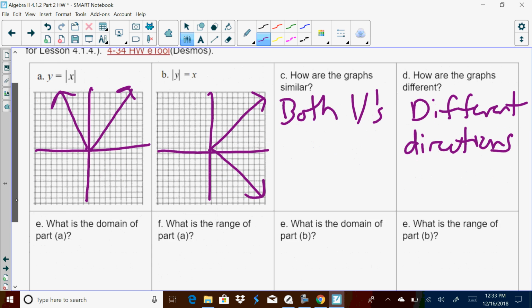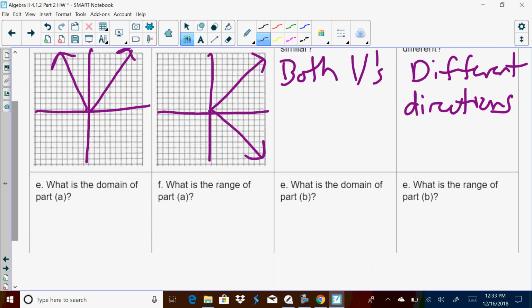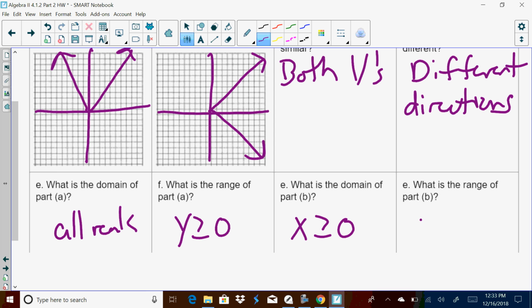What's the domain of part A? It's all reals. What's the range? It's y is greater than or equal to 0. What's the domain of part B? X is greater than or equal to 0. And what's the range? All reals.